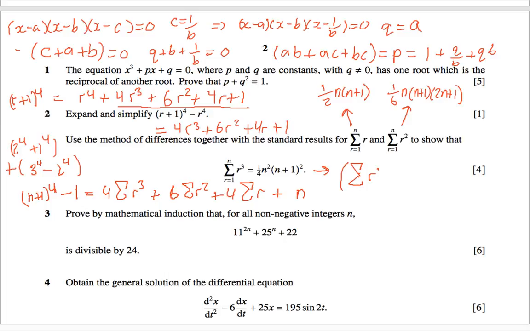Don't know if you noticed that. It's not part of the question. But look, when you square a half, you get a quarter. When you square n, obviously n squared, and n plus 1 squared is n plus 1 squared. Okay, cool. So that's that question.